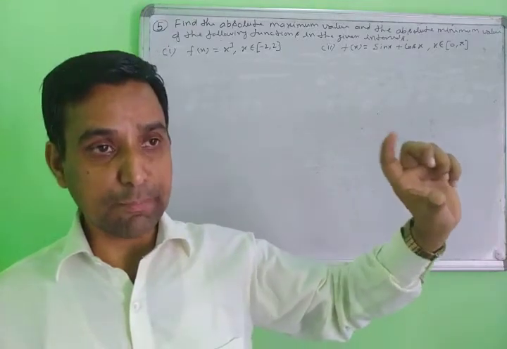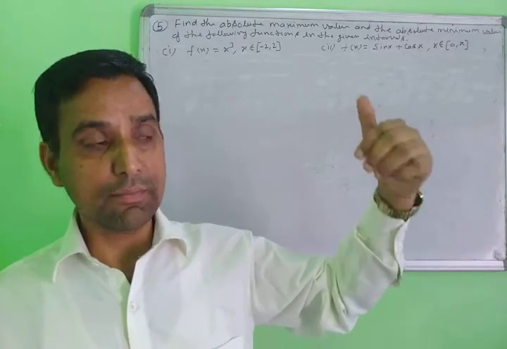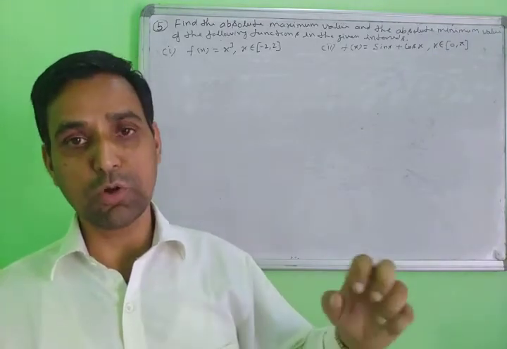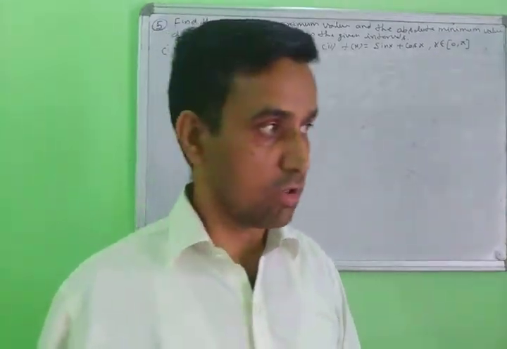Then which value is the maximum? This is called the absolute maximum value. Which value is the minimum among these values? This is called the absolute minimum value. Now start the solution here.